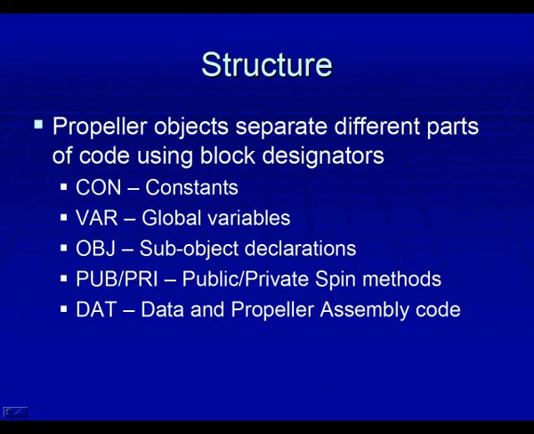The object structure for the propeller. Every object that you write is separated into different parts of code using these block designators. Many of you are familiar with those, like con, var, obj, pub, pri. Those are for your spin constants, global variables, sub-object declarations, public and private spin methods. And then at the bottom is dat, which is for data, and it's also for propeller assembly code. That's where your assembly code actually goes.